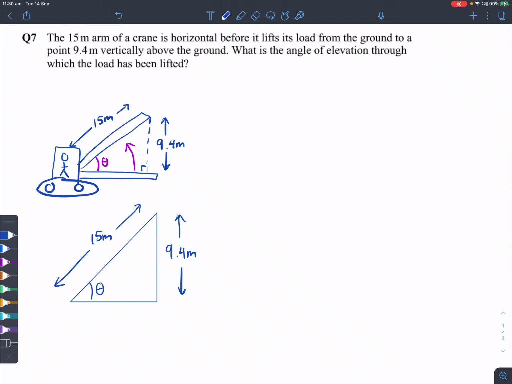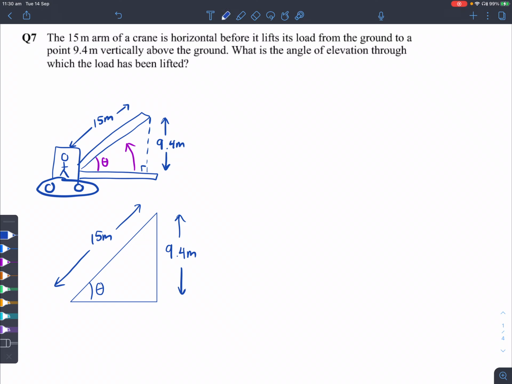In question 7, the 15-meter arm of a crane is horizontal before it lifts its load from the ground to a point 9.4 meters vertically above the ground. What is the angular elevation through which the load has been lifted? So here's the crane. It was normally in this direction, but it turned to this direction. This is a 15-meter long crane. It has raised high vertically so that it will be 9.4 meters high above where it normally is. So we're going to find out theta.